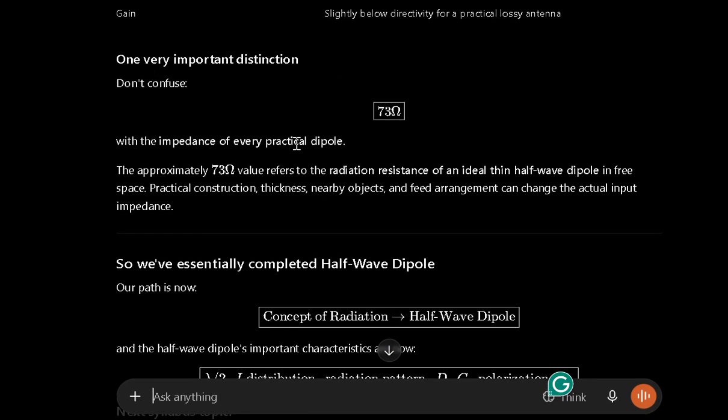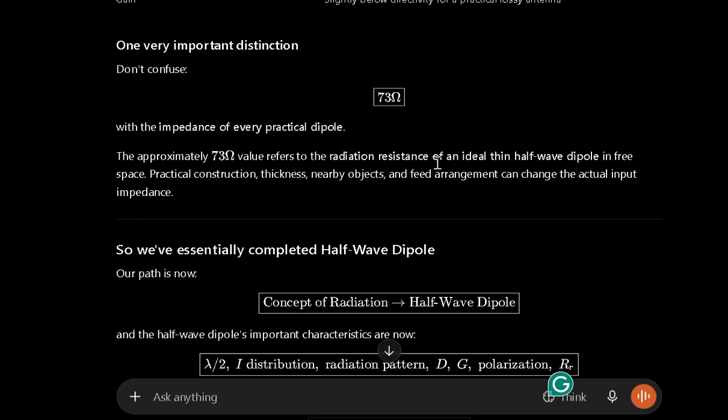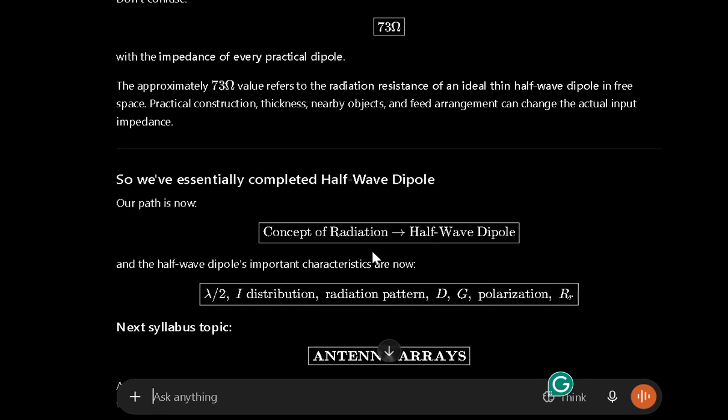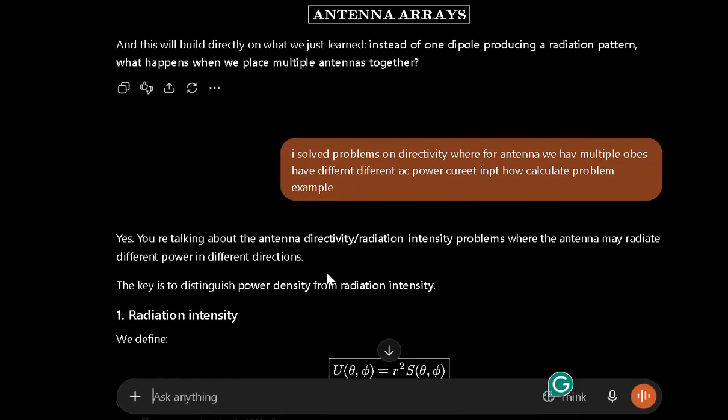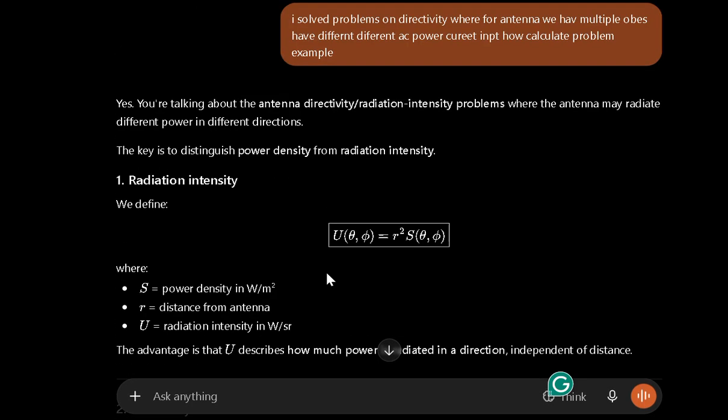One very important distinction: the impedance of a practical dipole. The approximately 73 ohms only refers to the radiation resistance of an ideal half-wave dipole. It changes with particular construction, thickness, and arrangements that can change the actual length of the antenna. We essentially computed the half-wave dipole radiation and directivity.